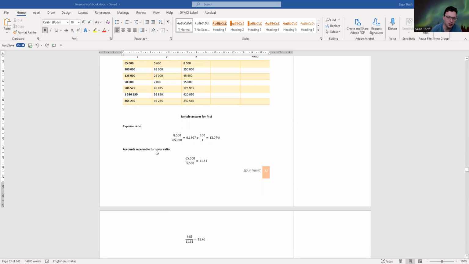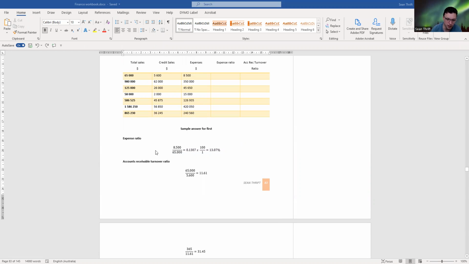The next one, the accounts receivable turnover ratio, is when we can sometimes trip over ourselves. So we know that it's going to be sales over accounts receivable. Now, keep in mind for this example, it does not actually say accounts receivable. It uses an alternative name, credit sales. They mean the same thing in this context. So we're going to do 65,000 over 5,600. Now, this will give us 11.61.